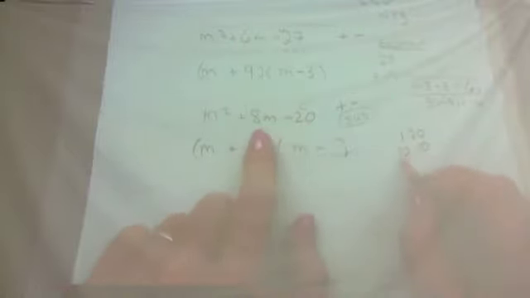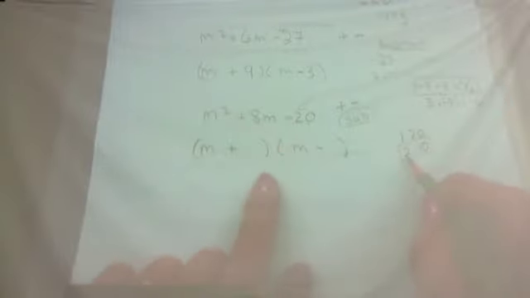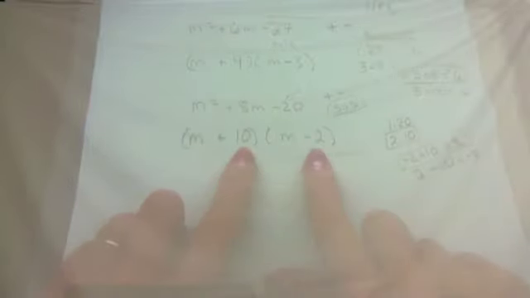So the different ways to get 20 is 1 times 20, 2 times 10. The difference of 2 and 10 is 8. So this is my correct factors. I have to decide, do I want it to be a negative 2 plus 10, or do I want it to be a positive 2 minus 10? This gives me 8, this gives me negative 8. I'm looking for positive 8. So since I'm looking for a positive 8, it's got to be a negative 2 and a positive 10. Notice the bigger number keeps the sign, and I want the bigger number to be positive, and that's what I want my sign to be.